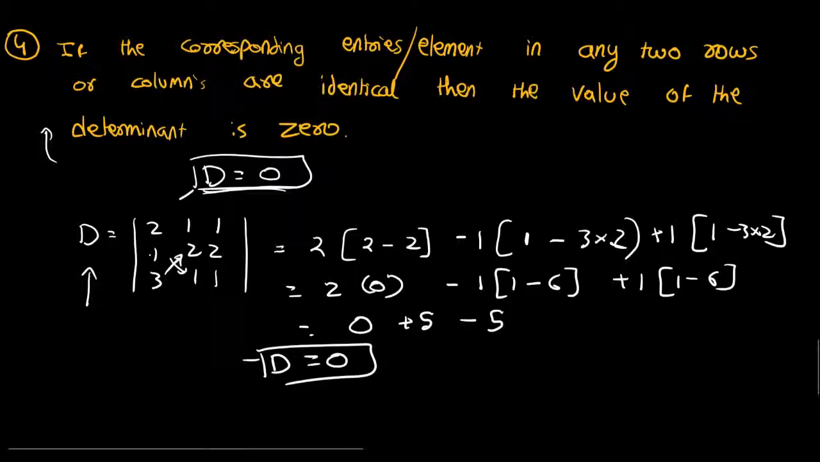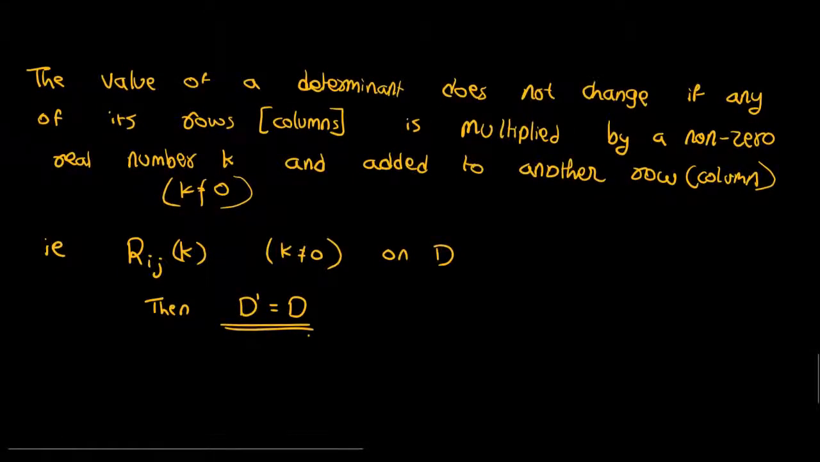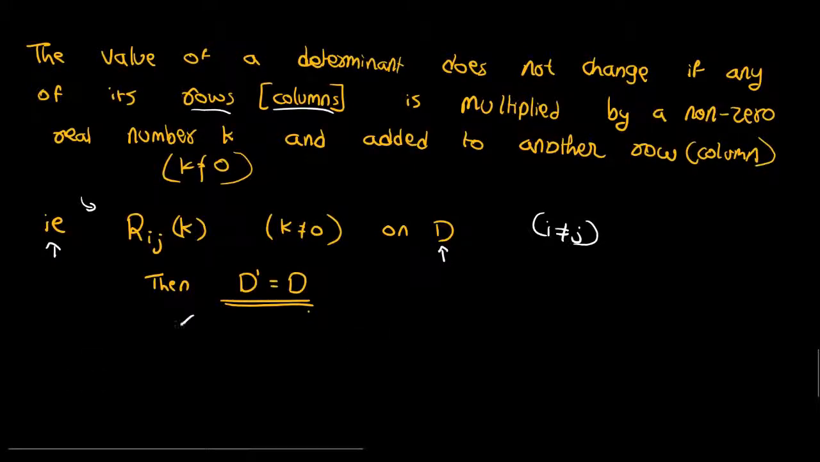Now let's move towards the fifth property of determinant. The fifth property of determinant states that the value of the determinant does not change if any of its rows or columns is multiplied by a non-zero real number, let us say k, and added to another row. That is to say that if we perform an operation R_ij(k), where k does not equal 0 and i is not equal to j, on a given determinant, then the value that we obtain of the new determinant will be equal to the original determinant only. This operation means that we are going to multiply the value k with the ith row, and then add that to the jth row of the given determinant. Now let's prove whether this fifth property of the determinant holds true or not.